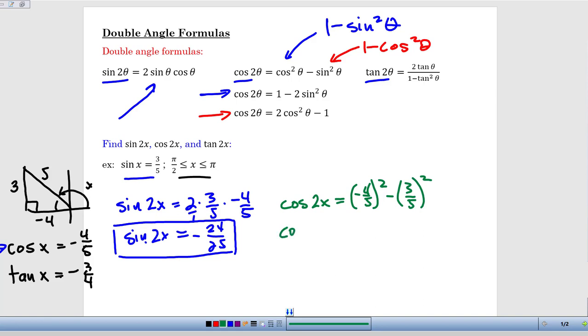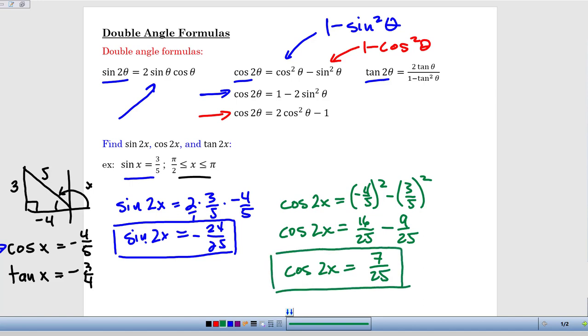So if we work through that, we've got negative times negative is a positive. 4/5 times 4/5 is going to be 16/25 minus, same thing on the other one, 3/5 times 3/5, we're going to get 9/25. And so then that means that the cosine of 2x is, subtract the tops, 7/25. And we would have gotten that same answer if we had used either of the other two variations of the cosine double angle formula.